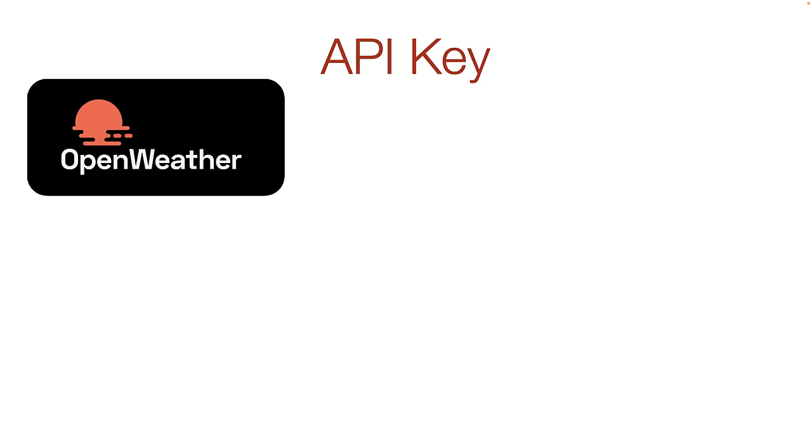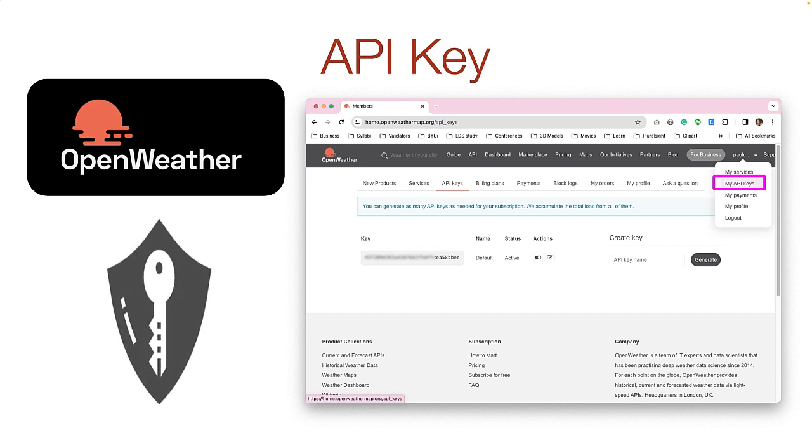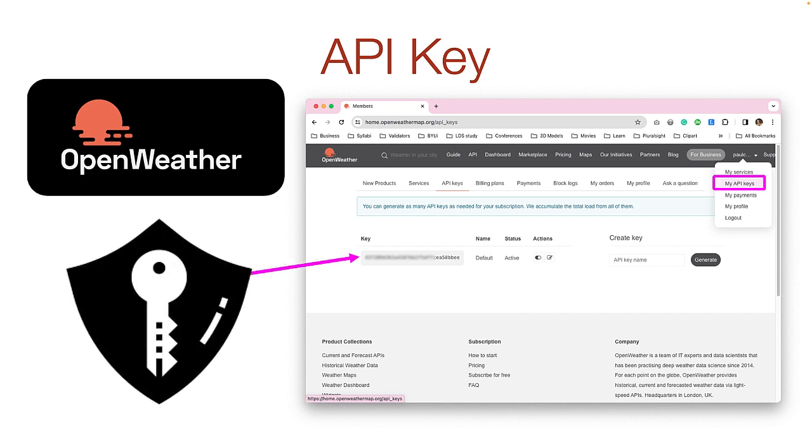Not just anyone can request weather data. You must first create an account, and then they provide you your very own access code called an API key. It's just a really long number.